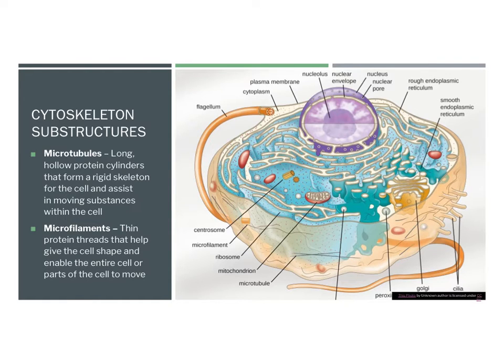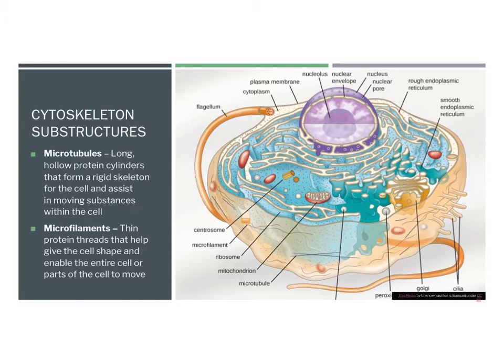When we look at the cytoskeleton, we can look at two different substructures. The first one is called a microtubule. Micro means tiny, and tubule, think of like a tube. So these are very small, but they're long, hollow protein cylinders, and they form a rigid skeleton for the cell, and they help assist in moving substances within the cell. So the microtubule, it's down here. It's these long, skinny tubes that help move things within the cell.